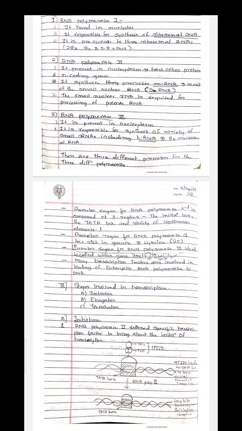the TATA box, and a variety of upstream elements. These promoter regions for RNA polymerase first are rich in guanine and cytosine. So the promoter regions of RNA polymerase third are located within the genes itself. So many transcription factors are involved in binding of eukaryotic RNA polymerase to DNA.